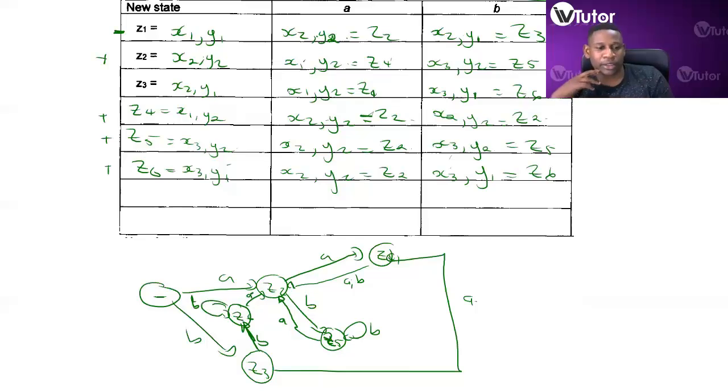Final states: initial is not, so Z2 is the final state. Z3 is not. Z4, 5, and 6, these are all the final states. All right. So that's more about it in terms of union.